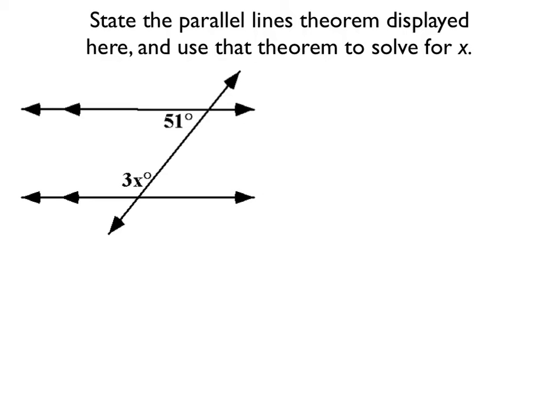The next couple of examples ask us to state the parallel lines theorem that's displayed and then use that theorem to solve for x. So here we have two angles labeled, this angle and the other, and we have to identify what they are in order to figure out which parallel lines theorem to use. I see they're on the same side of the transversal and they're on the interior of the two parallel lines. So that means these are consecutive interior angles.